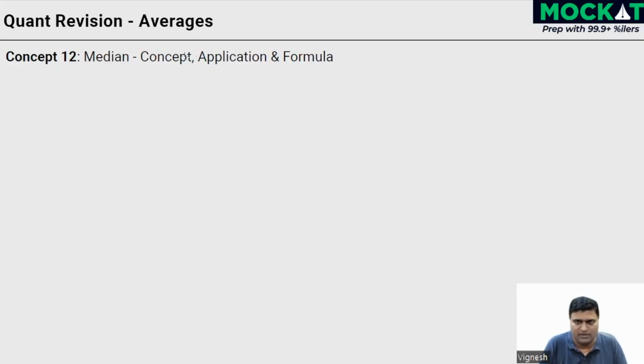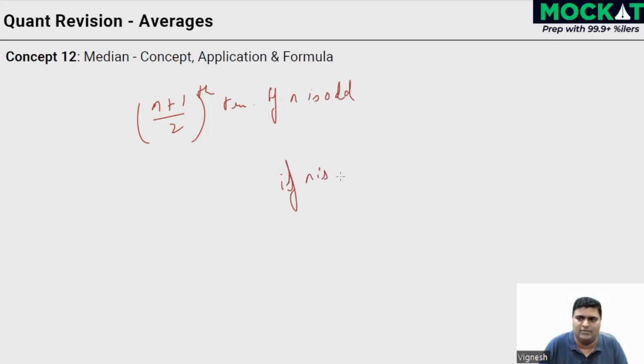So very quickly, let's look at the median concept and application formula. Median, we know, is going to be the (n plus 1) by 2th term if n is odd, and if n is even, it's going to be the n by 2th plus (n plus 2) by 2th term, or some would say the n by 2 plus 1th term, the next one, divided by 2, a simple average over here. Why is that coming in?